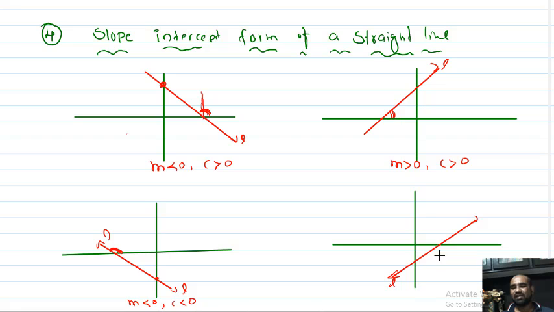So here what happened? Slope positive, inclination is acute, slope positive, and y-intercept is negative. So m greater than 0 and c less than 0. In this case, the line doesn't pass through Q2. Okay, that is one thing.